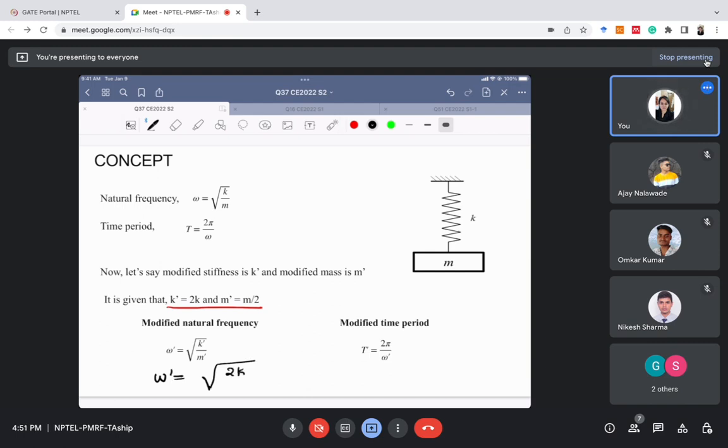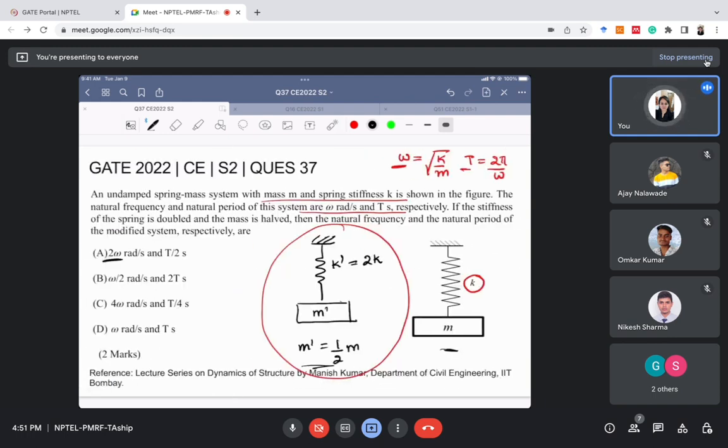Okay, so let's put the value here. k dash is twice of k, right? And m dash is m by 2. So omega dash is equal to under root of 4k by m, or we can say that omega dash is equal to 2 times under root of k by m. And what is under root k by m? Omega, right? So omega dash is twice of omega. So we can easily find that the first option is right even without solving t dash.